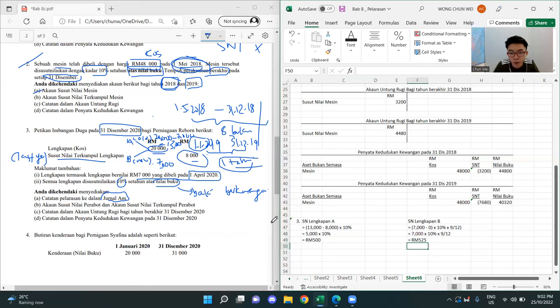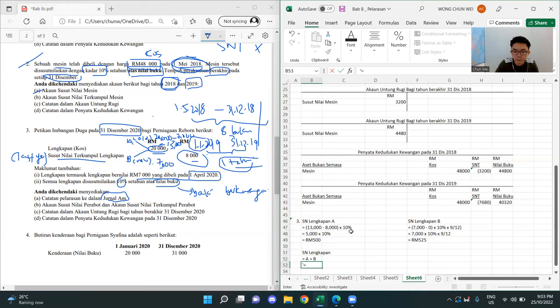525. So the susut nilai for the old asset, old lengkapan is 500 plus the new lengkapan punya susut nilai 525. Add them up, then you get the jumlah susut nilai bagi tahun 2020, just for this year. Alright, so you can see the susut nilai lengkapan will be using the A plus B.